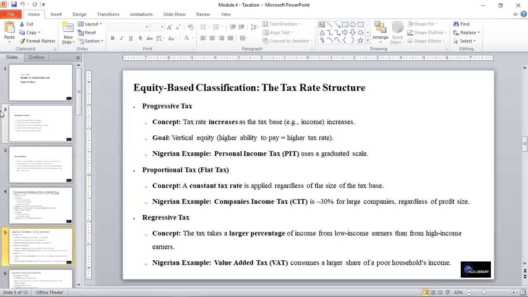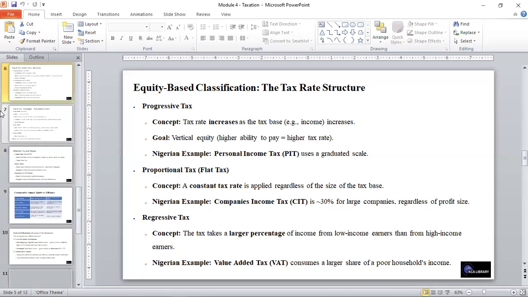And we have the regressive tax. For this, the tax takes a larger percentage of income from low income earners than from high income earners. An example of this is the value added tax. It consumes a larger share of poor household income.